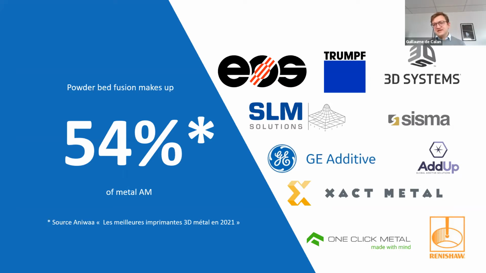So a lot of players here with very different approaches. You have some very industrial printers, and I'm thinking about EOS again, SLM, GE with multi-laser printers, very big print size, and so on. And you also have the complete opposite, One Click Metal and Xact Metal, who are trying to make the technology as affordable as possible. And the rough idea is it will range from 100,000 euro for the smallest equipment up to several millions for very big equipment.